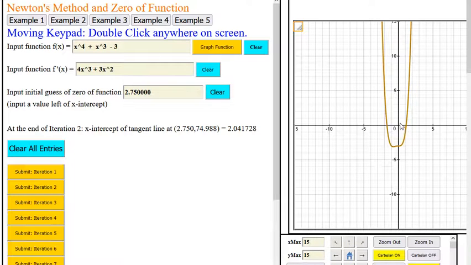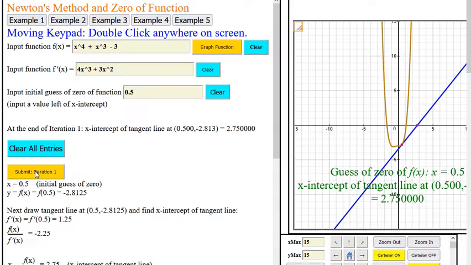And so for this one, pick something like 0.5 for an initial guess. Then the corresponding point would be right here. So this is the point with an x of 0.5, and then draw the tangent line through this point. And this is what it looks like. And then the tangent line has an x-intercept. It looks like it's about 2.7. And so let's calculate it. Calculate the x-intercept of the tangent line.